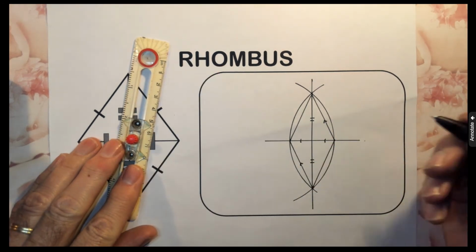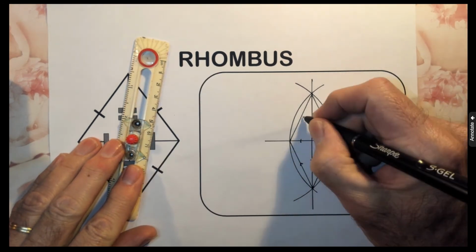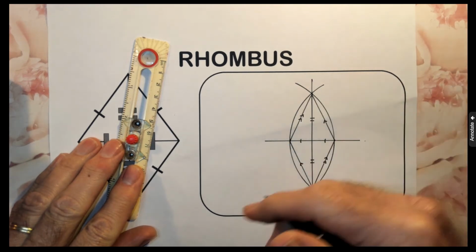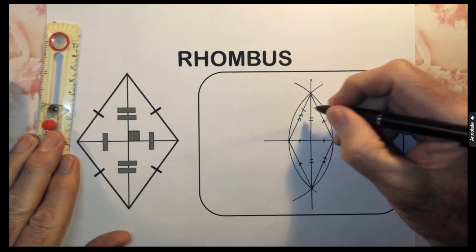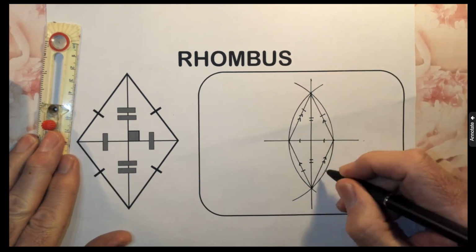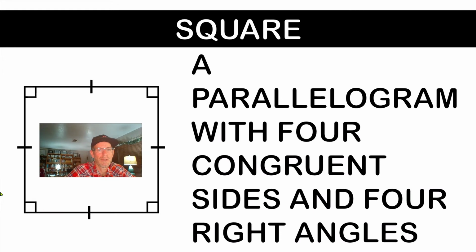Those sides are parallel. These sides are parallel. And they are all congruent sides. So I'm going to put 1 mark here, 1 mark here, 1 mark here, 1 mark here. The next quadrilateral is a square.